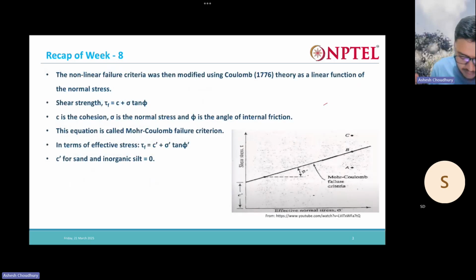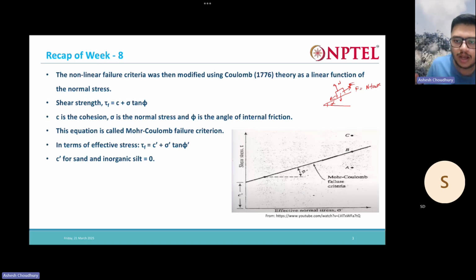Coulomb theory, if you can recall from your basic physics: if you have an inclined plane at an angle alpha, then you have a sliding block, the weight is acting downwards, you have a force acting this way, you have the frictional force resisting this, and the normal force that is acting. The frictional force is resisting the sliding. If you can recall, the frictional force is nothing but the frictional resistance, which is the normal force times tan of the angle of repose. Okay, so this was the concept there.